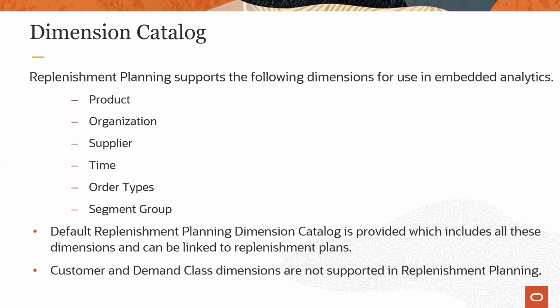Replenishment planning provides a default replenishment planning dimension catalog, which includes all these dimensions and can be linked to your replenishment plan. Please note that customer and demand class dimensions are not supported in replenishment planning. If your dimension catalog contains customer or demand class dimension, then this catalog will not be visible in replenishment plan option for use.